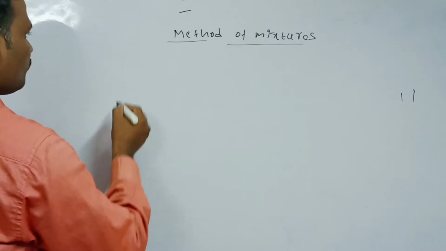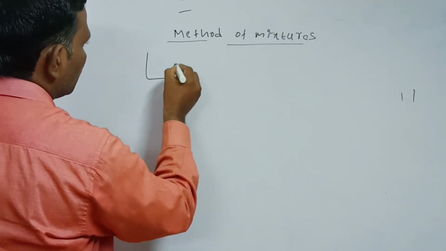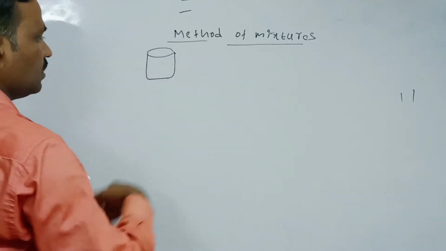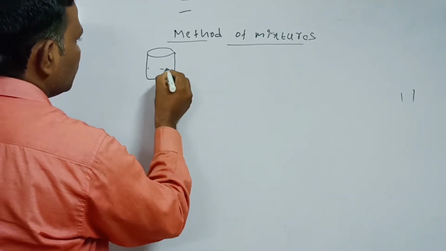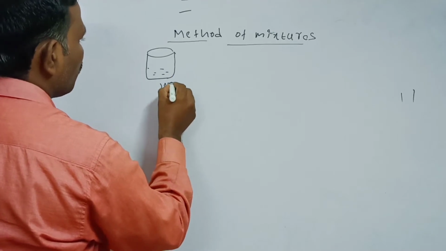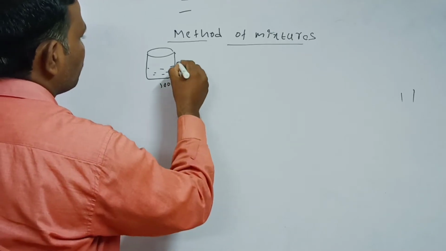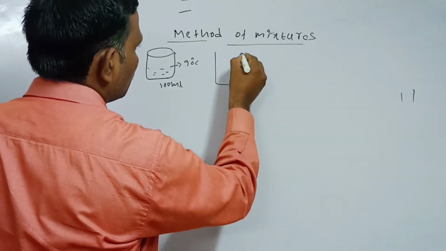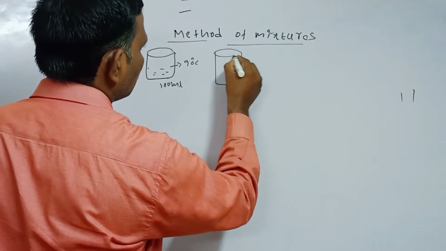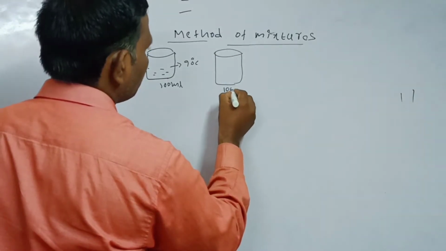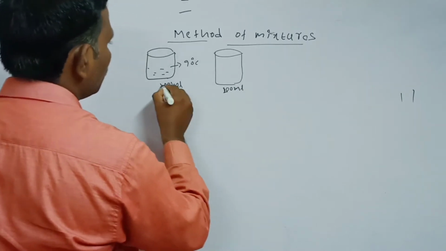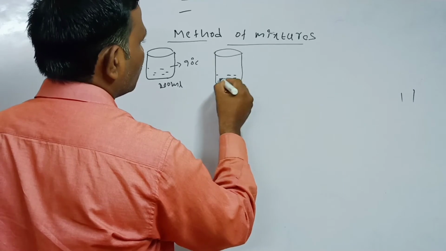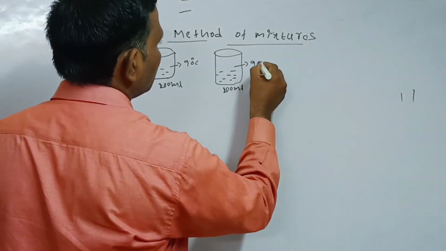Okay. For example, here I will explain three situations. In one situation, there is a beaker that contains 100 ml of water, and its temperature is 90 degrees Celsius. And in another beaker, also 100 ml. Otherwise, take 200 ml of water here, and here also take 200 ml of water, and the temperature of the water is 90 degrees Celsius.